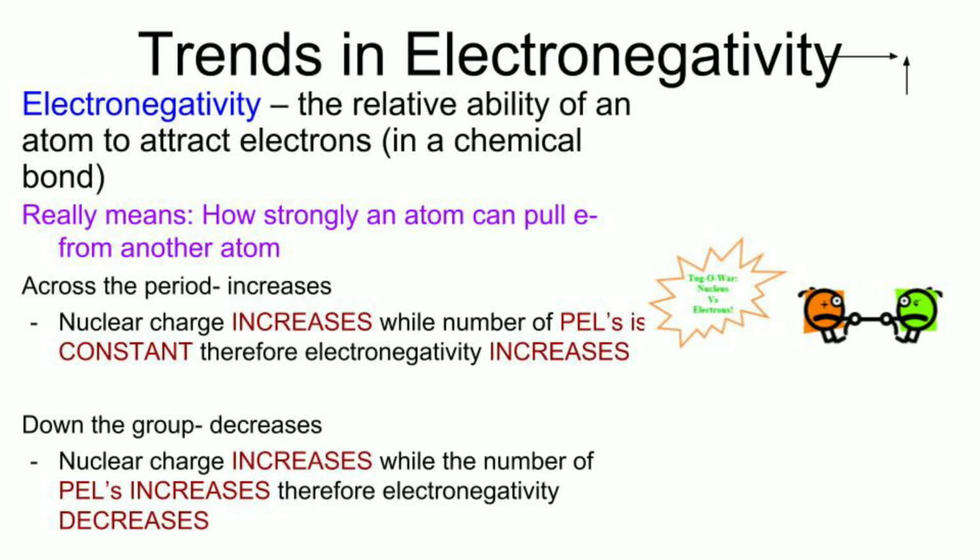The next trend we're going to explore is electronegativity. It is important that you know or memorize the definition of electronegativity. Electronegativity is the ability of an atom to attract electrons in a chemical bond. So electronegativity is the ability of a positive nucleus of one atom to attract the negative electron of its neighbor.